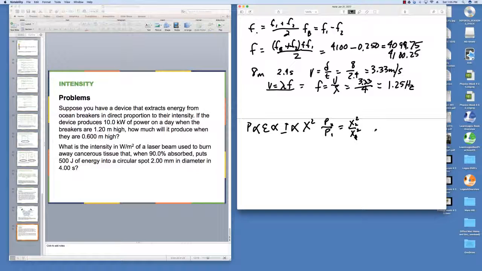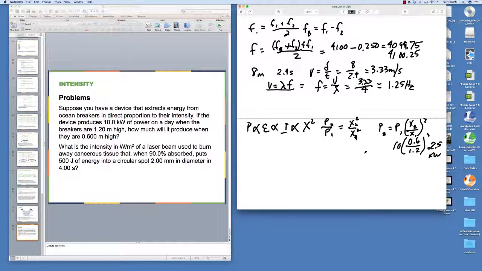So power is proportional to the amplitude squared, and therefore P2 is equal to P1 times (x2 over x1) squared. So we got 10 times (0.6 over 1.2) squared, which is 2.5 kilowatts. So it reduces by a factor of 1 over 2 squared, or 1/4. If the amplitude drops by a half, then the power or intensity drops by 1/4.